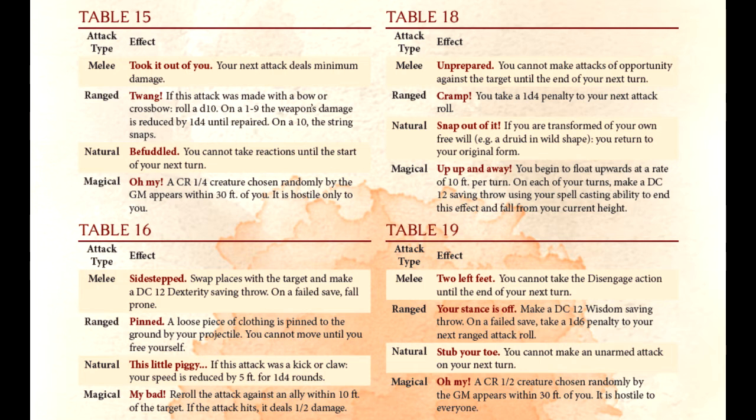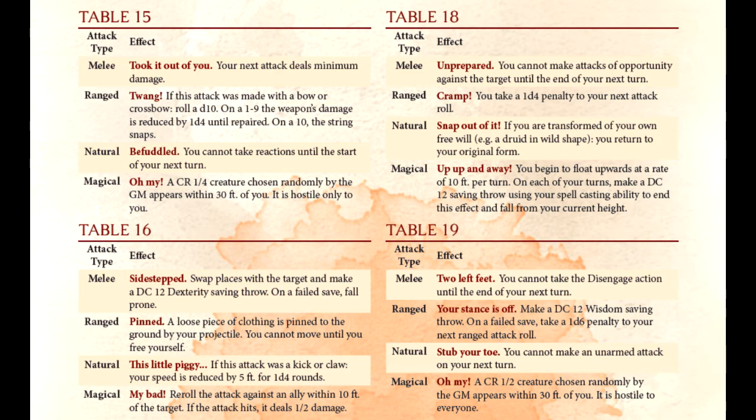Maybe the roll resulted in table 5. If it's a melee attack that you used and you failed at it, you swing wide. Your target may make an opportunity attack against you. Maybe you were using a ranged weapon. In such case, you obtain not so stealthy. If you were hiding, your target sees you. Maybe you were using a natural weapon. You obtain the result of step on it. If you have a tail, you take 1d4 damage. Maybe your attack was magical, so you obtain the result of off we go. You teleport 10 feet in any direction randomly determined by the game master.